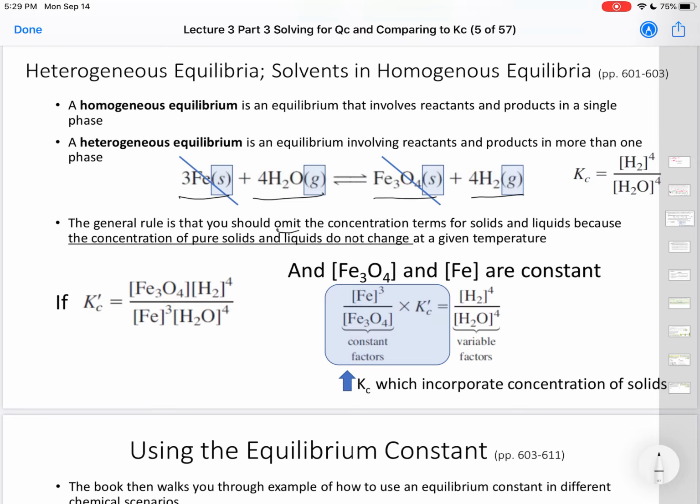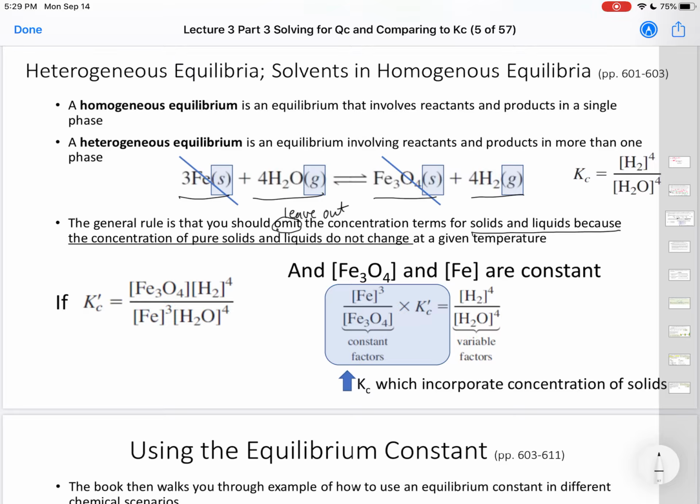The general rule here is that you should omit. Omit means leave out. You should leave out or cross out the concentration terms for solids and liquids, because the concentrations of pure solids and liquids do not change. The concentration is the mass over the volume. As the solid reacts, the outer surface reacts, but the mass over the volume does not change. So therefore, when it comes to solids, we just leave them out of the equation altogether.